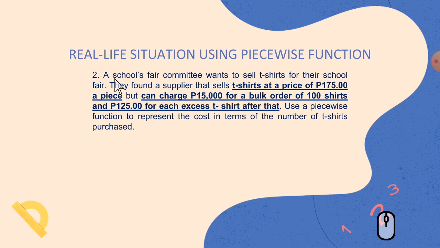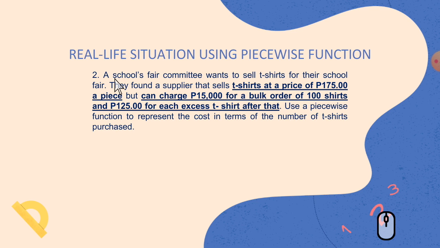Sabi dito, a school's fair committee wants to sell T-shirts for their school fair. So, yung school fair committee daw nila ay gustong magtinda ng T-shirt para sa kanilang gagawing school fair. Ngayon, they found a supplier that sells T-shirt at a price of 175 pesos a piece. So, nakahanap daw sila ng supplier na nagkakahalaga ng T-shirt sa presyong 175 pesos kada isa. Pero, sabi dito, may condition.